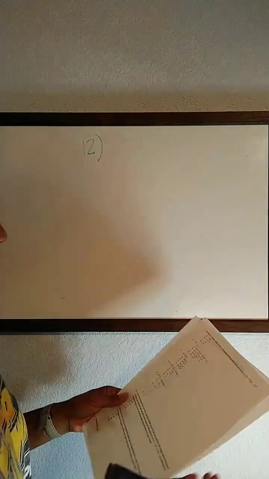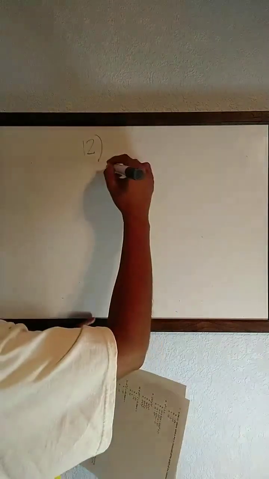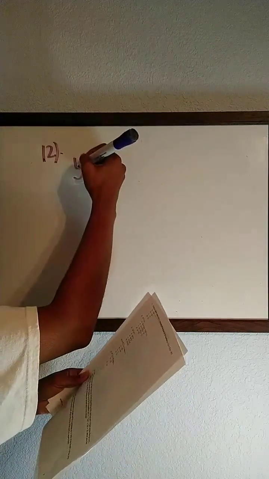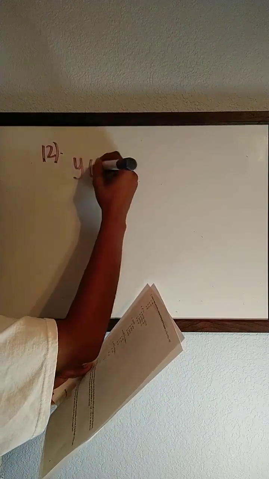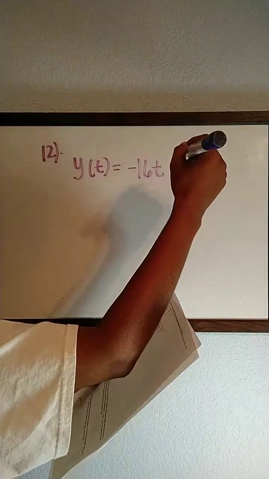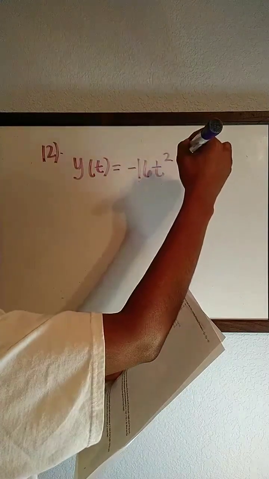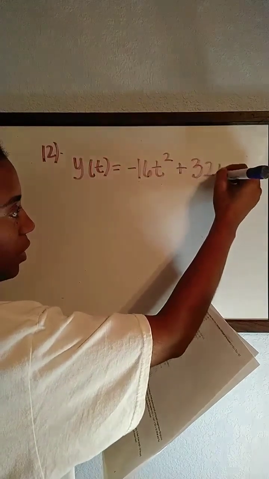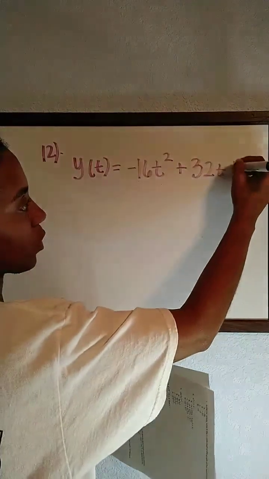I love it. All right, number 12. They gave us this equation. That's what we came to. So it says number 12, y, t is equal to negative 16. Anytime you see that negative in that front part right there, you know this is a quadratic equation, parabola type of situation going on. Plus 20.